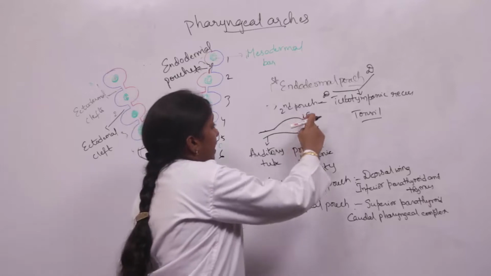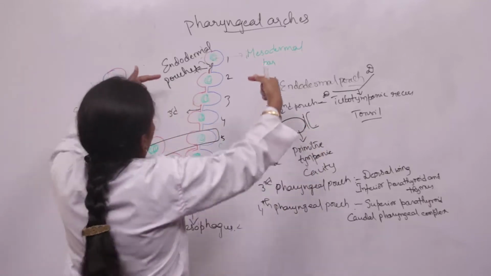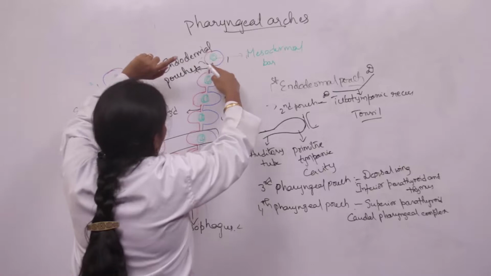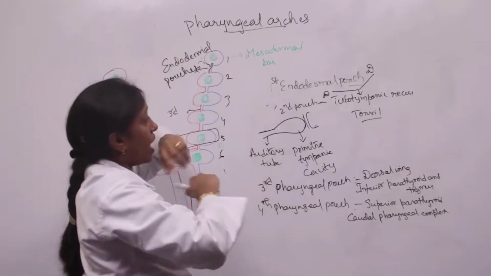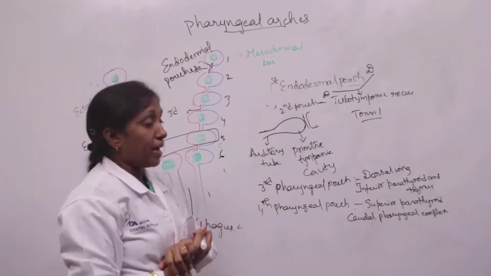Okay, to the dilated end of the tubotympanic recess, the ectodermal cleft comes here, the first ectodermal cleft, and forms the cuticular layer of the tympanic membrane.